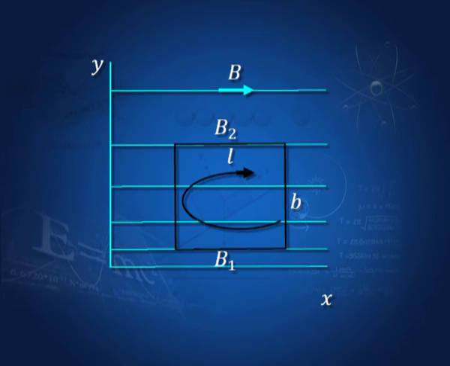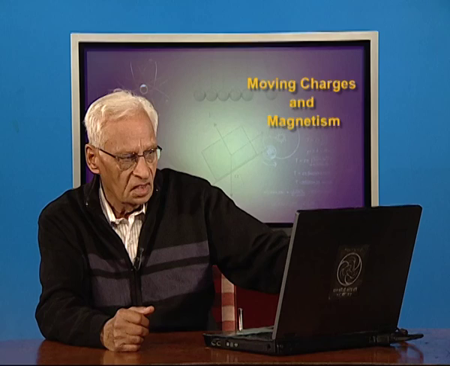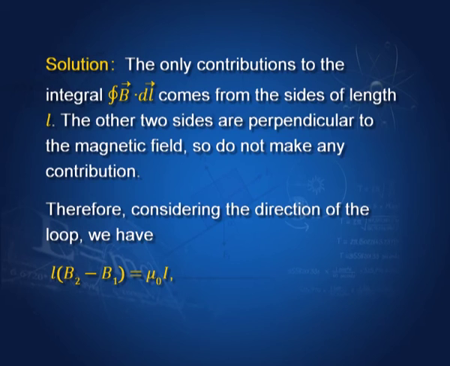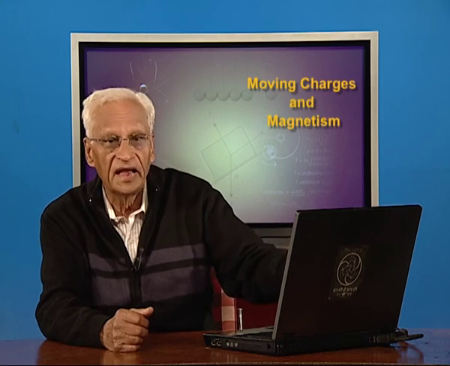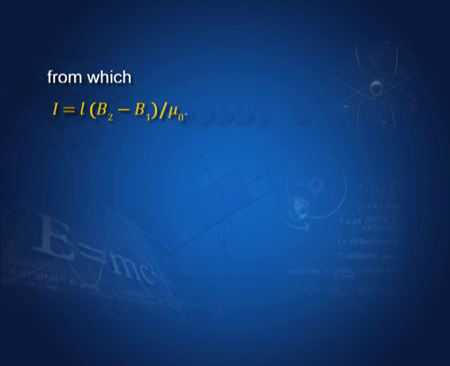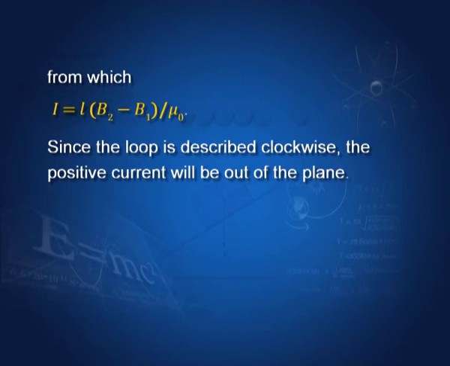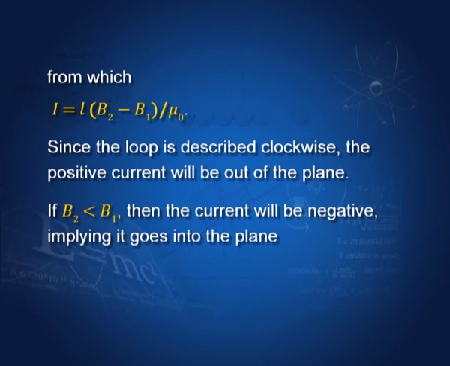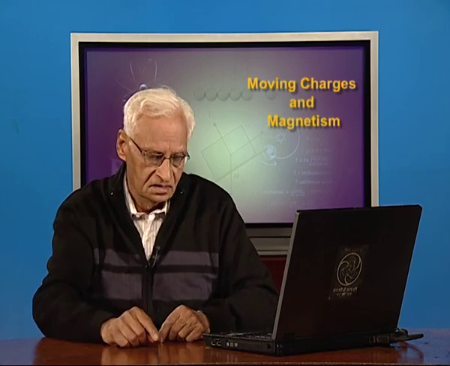Since we are describing the loop clockwise, we have L times (B2 minus B1) is equal to mu 0 I, where I is the current that we are seeking. So, I is given by L (B2 minus B1) by mu 0, and this I is a positive quantity. So, considering that the loop is clockwise, we have to find what the positive current would be according to this loop, and you see the positive current will be out of the plane, coming out of the plane. If B2 is less than B1, then I becomes negative and the current would be going inside the plane.